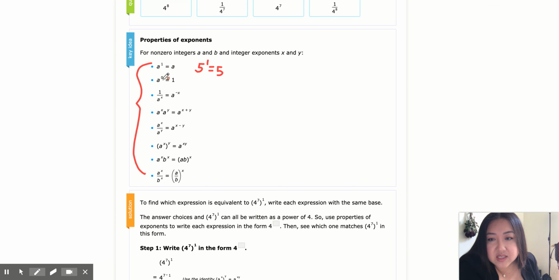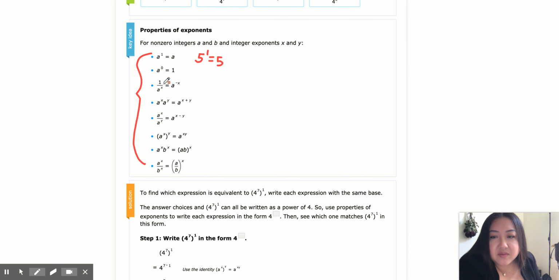For the next part, it says a to the 0 power equals 1. So a is just any number, whether it's positive or negative, as long as it's to the 0 power, it equals 1. An apple to the 0 power equals 1, basically, too. But an apple's not a number, so technically we can't do that.